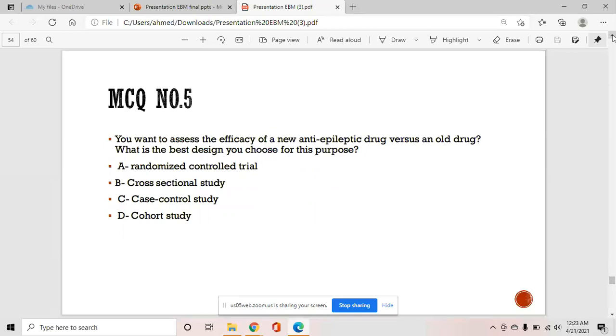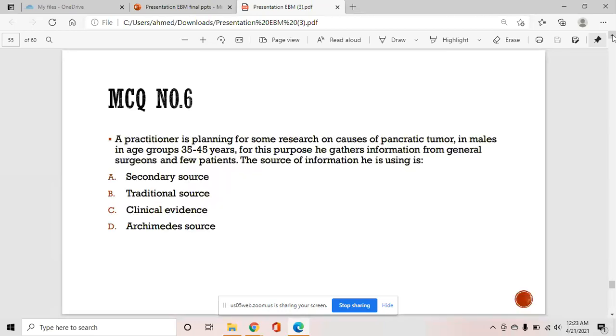You want to assess the efficacy of a new anti-epileptic drug versus an old drug. What is the best design you choose for this purpose? A, randomized control trial is the right answer. The other options, cross-sectional, case control, and cohort, are wrong.